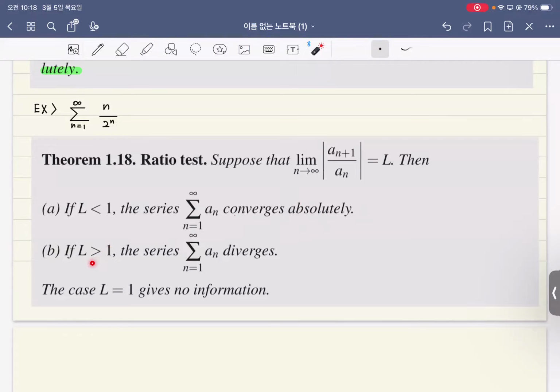And if this number L is strictly bigger than 1, then the series is divergent. But this theorem doesn't tell anything about the case when L equals precisely 1. In that case, the series may be convergent or divergent, depending on the case. But anyway, for those two cases, this ratio test gives us a very nice idea of the convergence or divergence of the series.